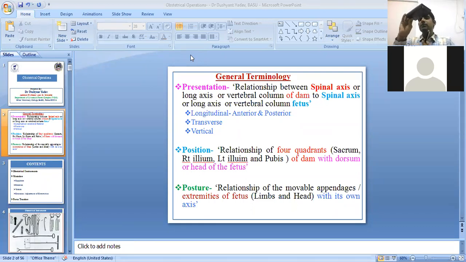Presentation itself decides how the fetus is presented. Presented means how the fetus is delivering by the dam. So next is the position. The position is the relationship of the four quadrants of the dam with the fetal dorsum or the head. What are the four quadrants of the dam? The first is the sacrum. Sacrum bone is the first quadrant of the dam.